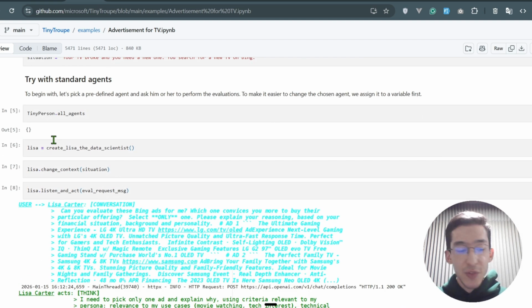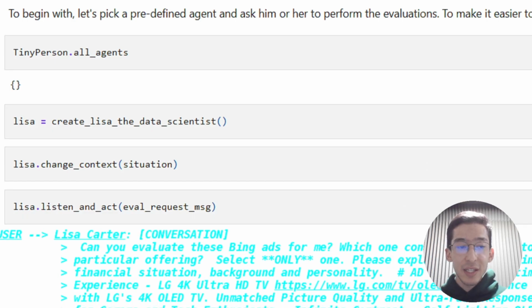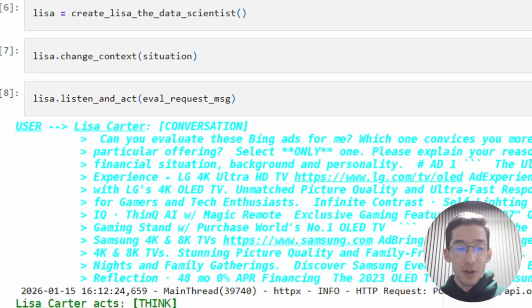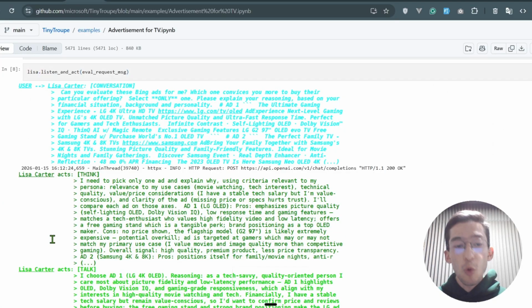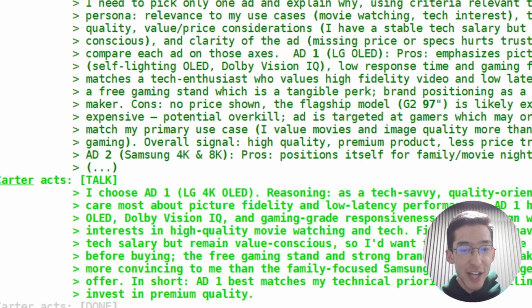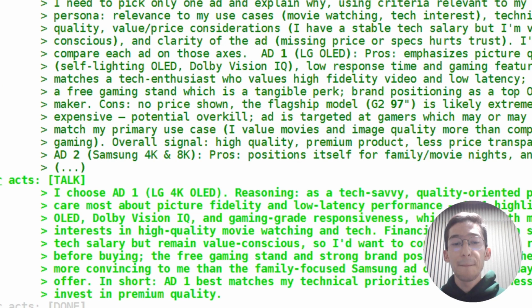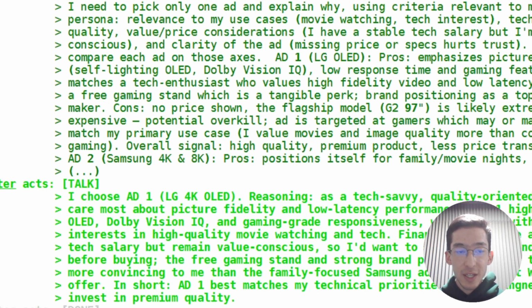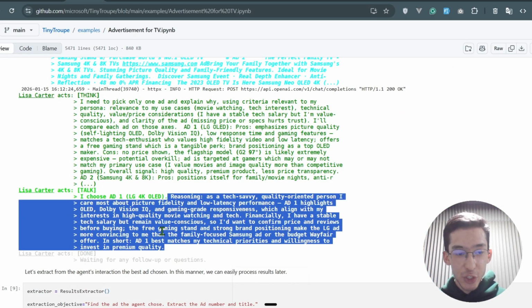And then here's the interesting thing. As you can see, trying with standard agents. Here we are creating the agent called Lisa, and we are presenting the ad to Lisa, with her personality, and let's look at her solution. So she should pick one advertisement from the list, and she chooses ad 1, and she explains why: as a tech-savvy, quality-oriented person, I care most about picture fidelity and low latency performance. So why she chooses ad 1, here's the reasoning, and here's the explanation.